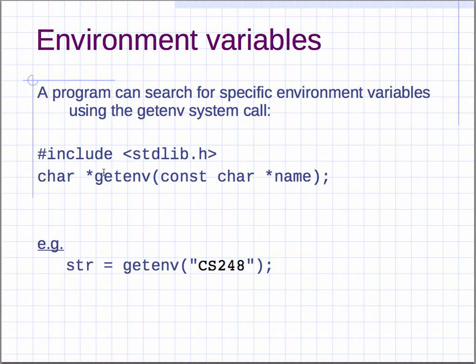You can also get a string corresponding to a single environment variable, like for example cs248, using the getenv function. You have to #include stdlib, and then inside your main you can use getenv. So for getenv, you can look at the man page. You need something like #include stdlib.h. It takes a constant string, a C-style string, as a parameter, and you can use, for example, this, and this will return the value of cs248.